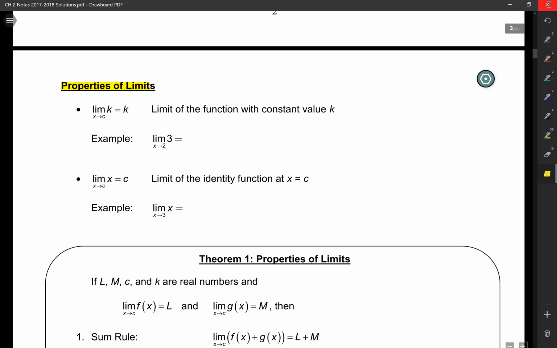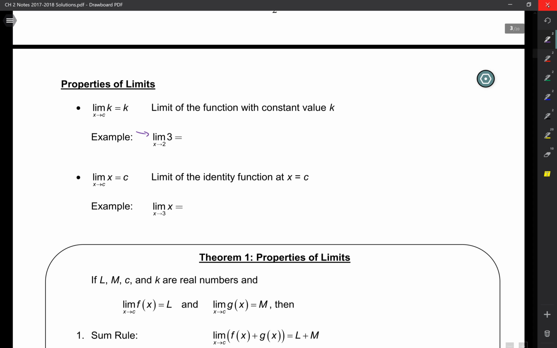So, let's talk about some properties of limits. What happens if you have the limit as x approaches c of a value k? For example, look at this example here. The limit as x approaches 2 of 3. The function is y equals 3. Let's graph y equals 3. It looks like that, right?